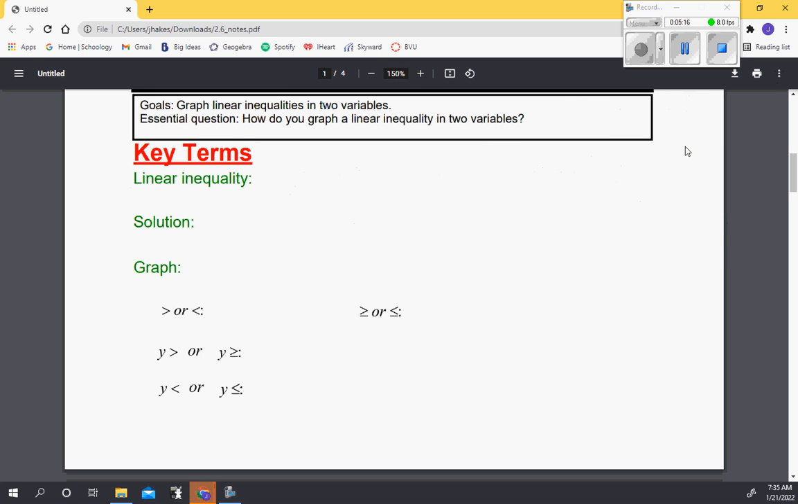Next is solution. Solution is an ordered pair. Meaning just x, y, right? A point, a coordinate, that gives a true statement.